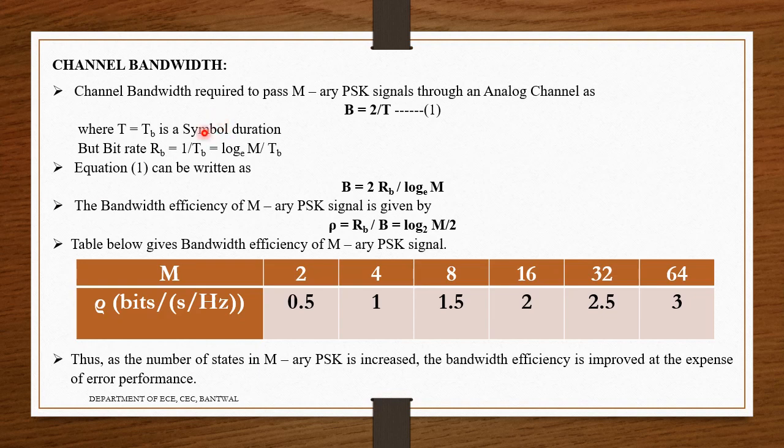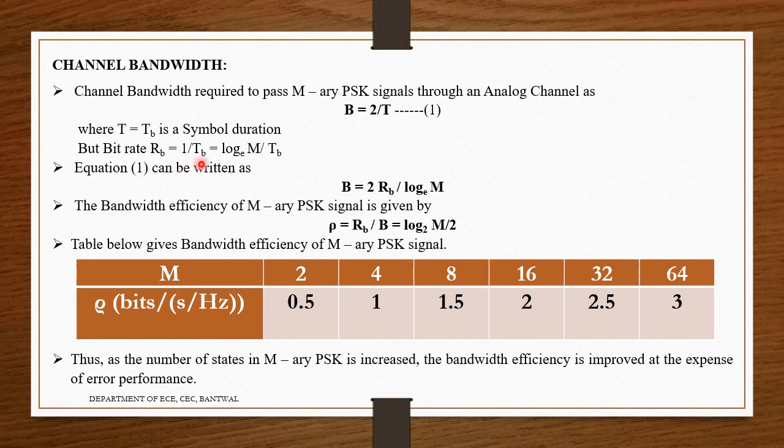Now, how is the channel bandwidth? That is what we require. As we looked into M equal to 4, 8, 16 and all, if we carry out the same thing, how will it be? The channel bandwidth required to pass an M-ary PSK signal through an analog channel is B equal to 2 by T, where T is the symbol duration. Depending on the symbol duration, we calculate it.